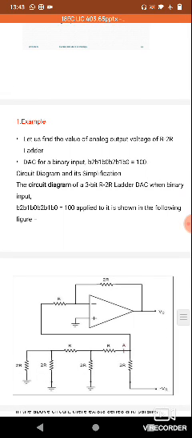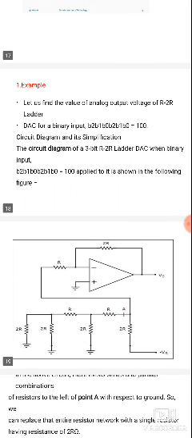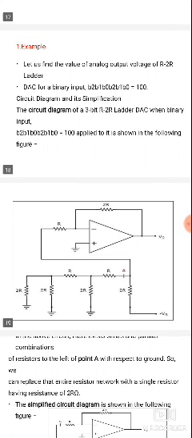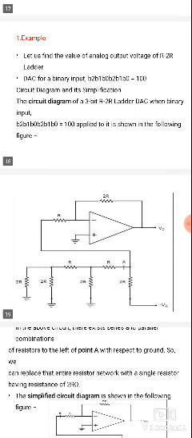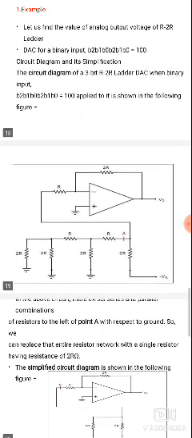So first, in the R-2R ladder network, find the analog output voltage. Let us find the analog output voltage of the R-2R ladder. This is the R-2R ladder network, a 4-bit R-2R ladder network. For the 3-bit R-2R ladder, the binary inputs B0, B1, B2 are 100. So this is the 3-bit code, and 100 is applied to the figure.